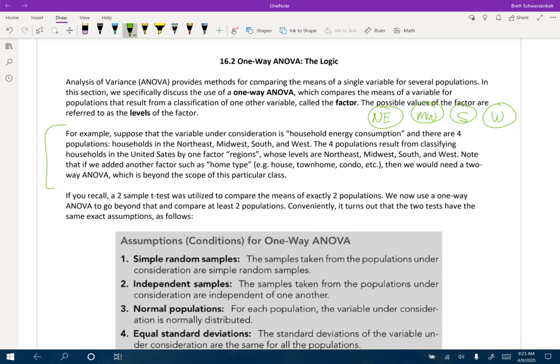But in general, all you really have to concentrate on is that we have 4 populations that we need to run what's called a one-way ANOVA on in order to determine if the mean household energy consumption is the same for each of the 4 regions. That is going to be the key concept in terms of the beginning logic of an ANOVA.